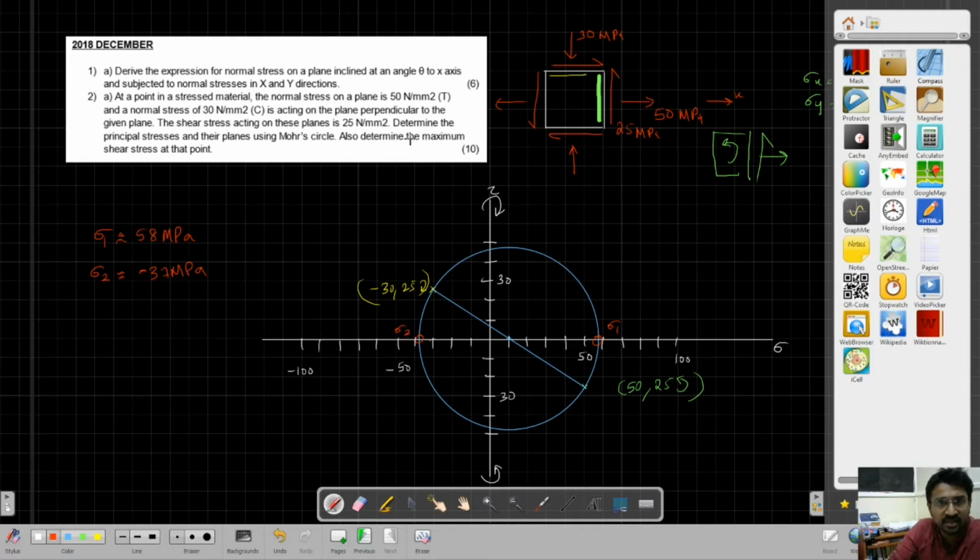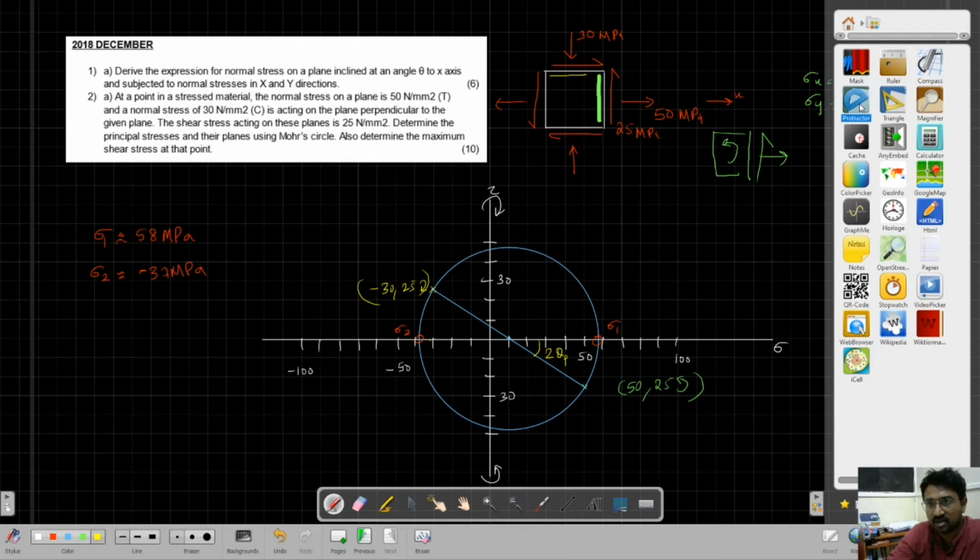Now we want to find the plane. This point corresponds to stress on this side. From this side we have to move this much to reach this point. That is the angle of rotation that we need. This angle of rotation is nothing but 2 theta. This is the rotation that we require to get the principal planes. So we will measure this angle.